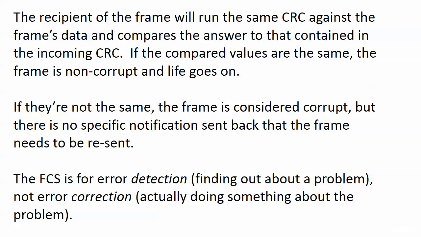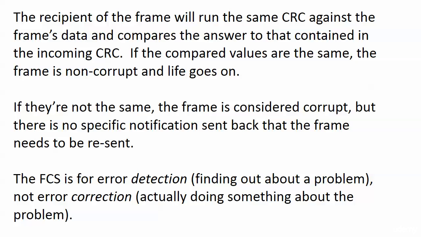But if they're not the same, then something has happened to that frame, and it's then considered corrupt. But there is no specific notification sent back to the sender that the frame needs to be resent. The frame will be thrown overboard. It'll be discarded. It's no good. But the recipient doesn't send an explicit message back to the sender saying, hey, you need to retransmit that frame. Now we have protocols that might do that for us that we're going to be introduced to later, but by itself, the FCS is strictly for error detection, not error correction.